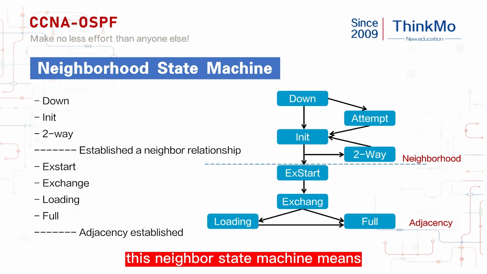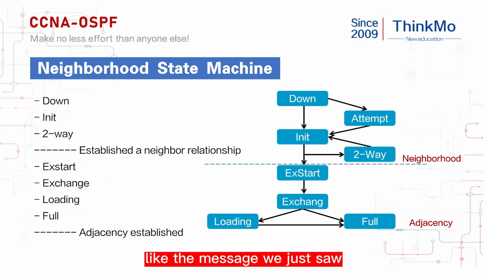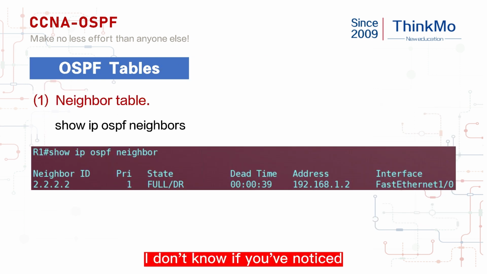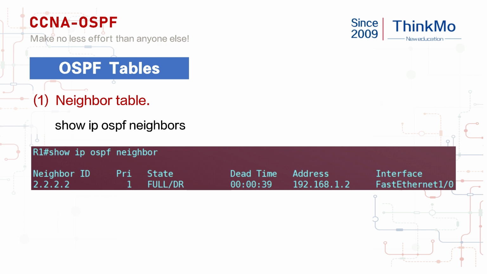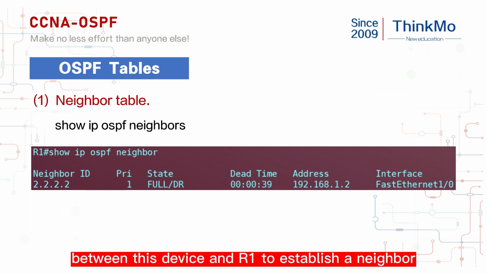This neighbor state machine means the device sees the status of neighbors on its own device. Like the message we just saw. I don't know if you've noticed, this is the state of the neighbor. This is the state of the interface. This full is the neighbor state. R1 is on this device. The interface between this device and R1, with router ID 2.2.2.2, establishes a neighbor.